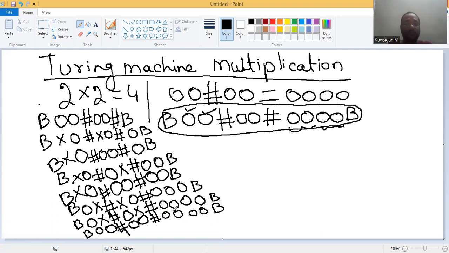We haven't constructed the Turing machine transition diagram till now. So I am explaining the procedure for you all for better understanding. Okay. So in the next video, we will be seeing how to draw the Turing machine transition diagram for the multiplication operation.